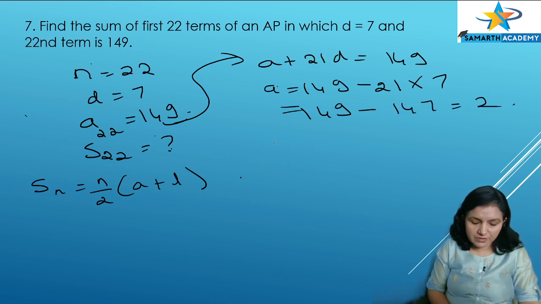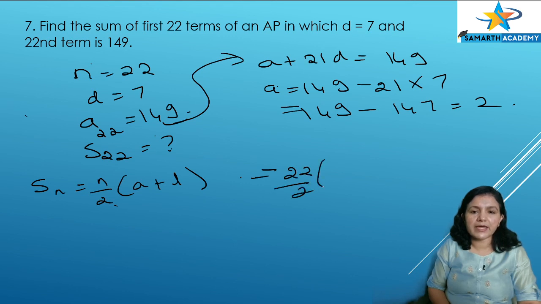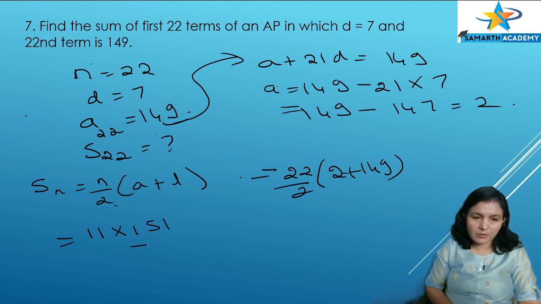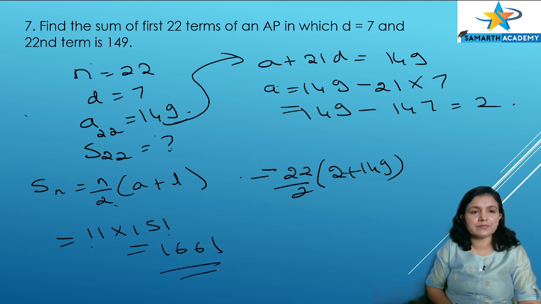So we got the first term as 2 and we need to find the Sn. So here 22 by 2 into a plus l, that is 2 plus 149. This becomes 22 by 2 is 11 into 151. When we multiply, we get 11 into 151 is 1661. This is the required answer.